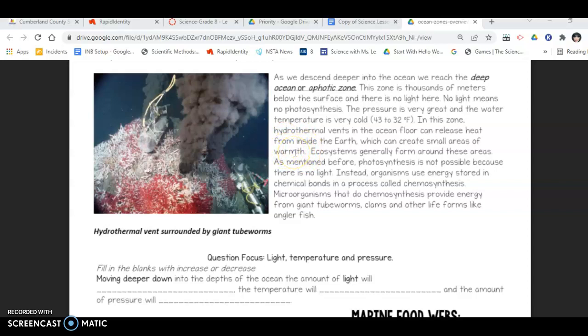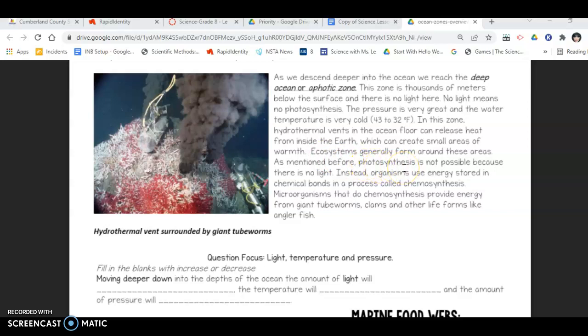Okay. Now, it's not going to be enough for every organism in the bottom of the ocean. Clearly, there are going to be organisms that like the darkness, that like the cool temperatures, and those are extreme conditions. You're going to learn about those a little as we go on this weekend. Ecosystems generally form around these areas, as mentioned before.